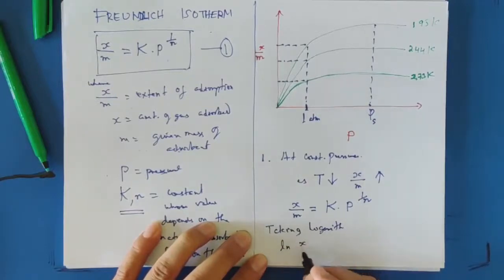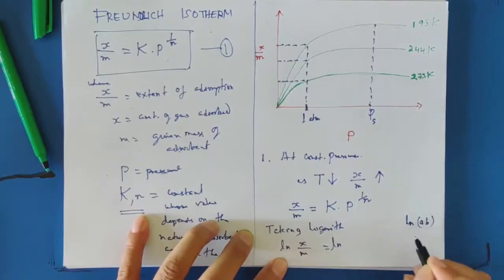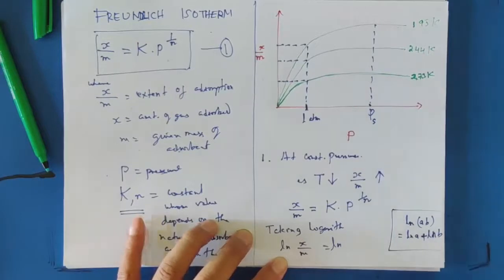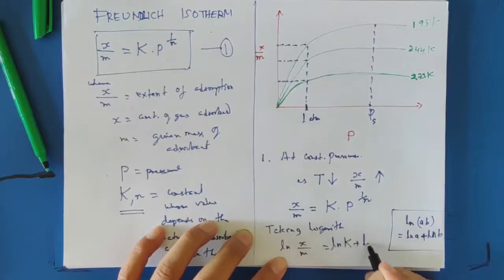So ln x by m. Log of ab is equal to log of a plus log of b. The log of a product of two terms is given by this. So these are two terms, and the product of these two terms will be ln k plus log of p to the power 1 by n.